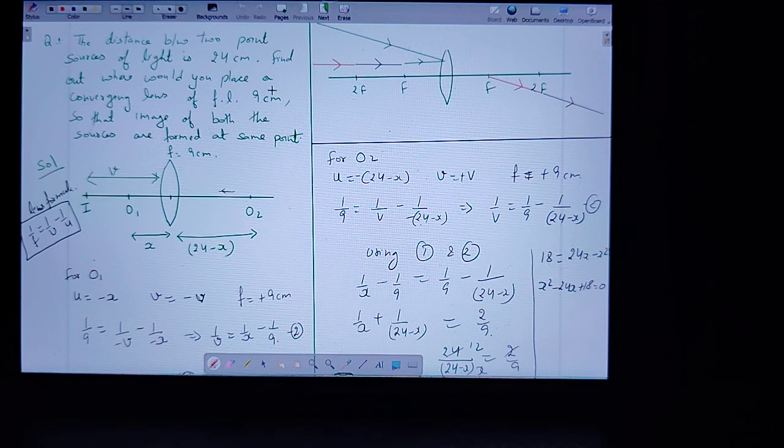Excuse me, ma'am. Yes, Bacha. Ma'am, how did we get 18 here? You can solve this quadratic equation now: x square minus 24 plus 18 equals to 0. You will get two roots here, 6 and 18. Yes, ma'am, but in the second last step, you got 18. Ma'am, how did you get that?